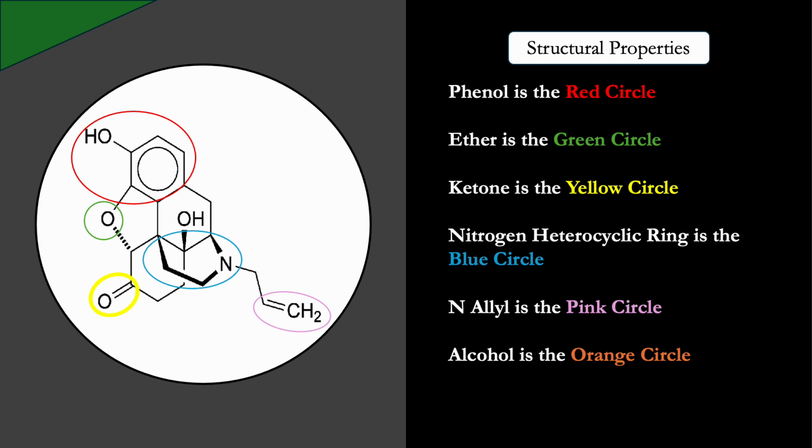The fifth group is the nitrogen allyl, or this alkene right down here that is separated by an sp3 carbon. This specific part right here, the nitrogen allyl, is what gives it its antagonist properties. Because of steric hindrance, it prevents Naloxone from completely interacting with the mu receptor. This prevents the triggering of the cascade and certain bodily effects.